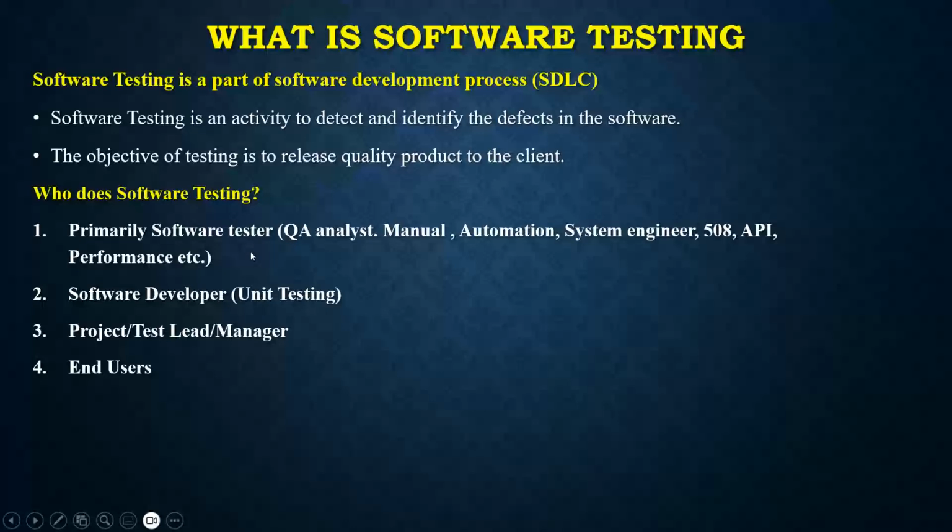But if you talk about the thorough testing, you would be responsible for the thorough testing, but sometimes software developers do the testing, project or test lead or test manager do the software testing, and as I mentioned, a type of end user like UAT tester, sometimes they do the software testing. So software is tested at multiple levels. In a team level, probably the software developer is doing some kind of testing.